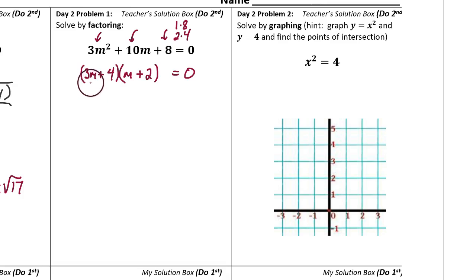Look at the outer product. 3m times 2 is 6m. Look at the inner. This is 4m, and those add together to 10m. Once we have factored form, then we can solve for m within each factor.